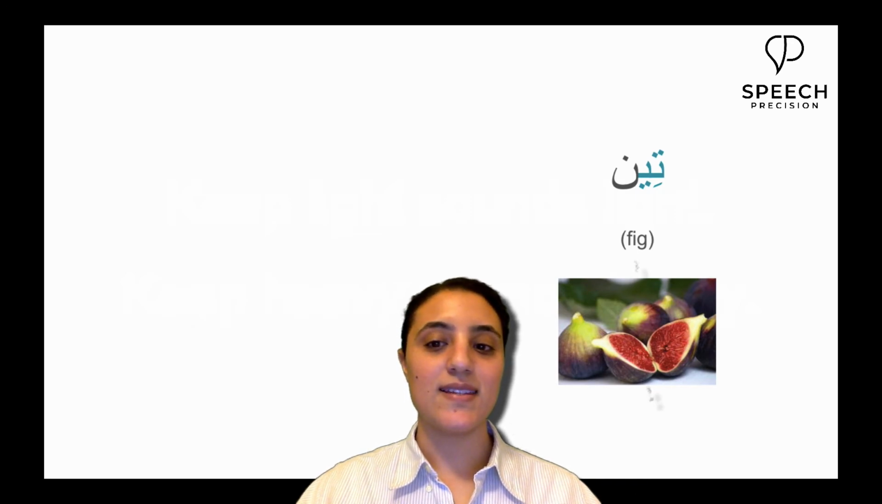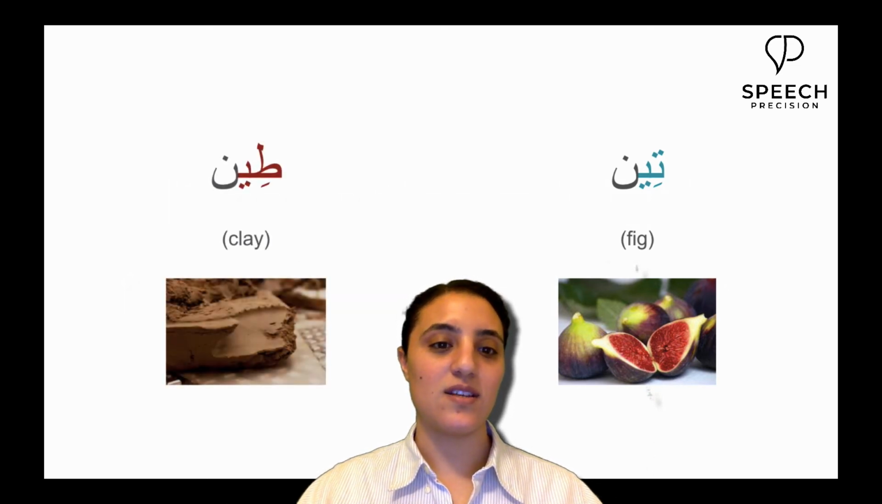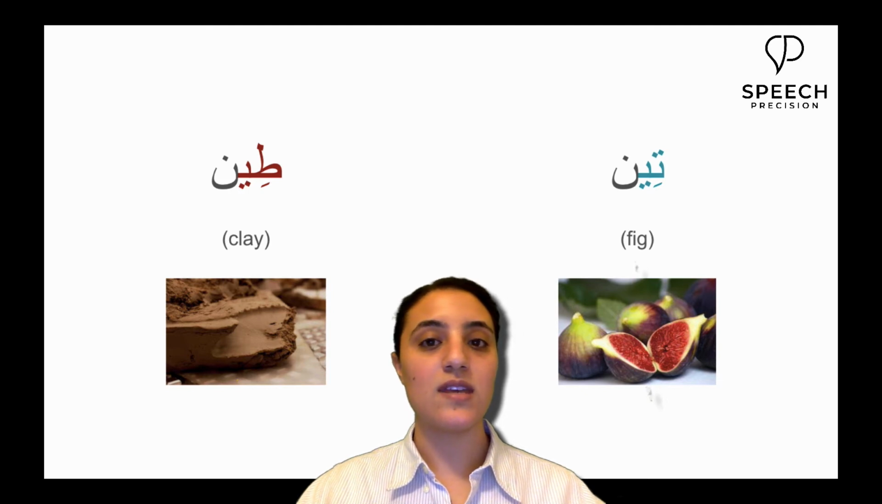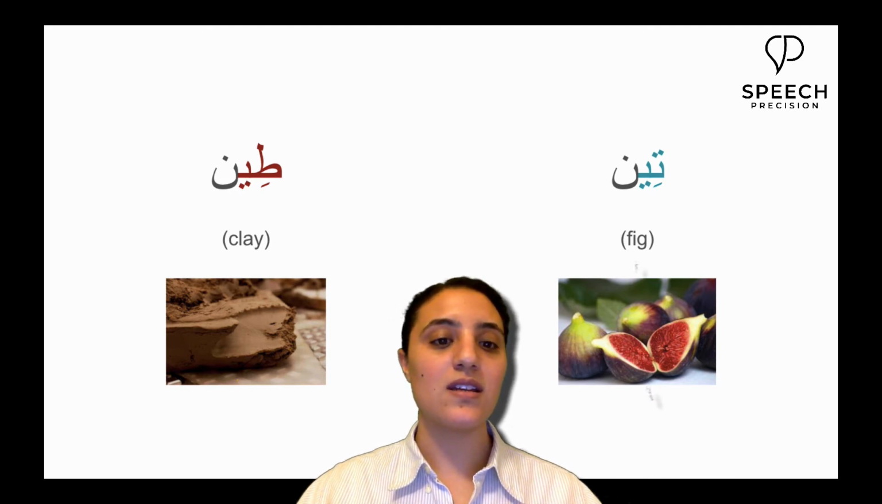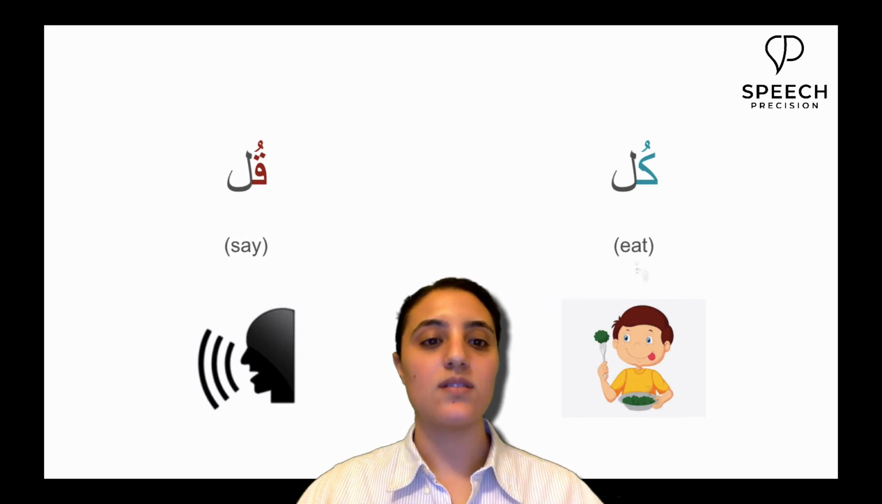Teen. Teen means fig. If we take that ta and make it a little bit heavier, we'll come out with something that sounds a little bit more like teen, which means clay. So teen is fig, teen is clay. Kul is eat, kul. If we take that kaf and we make it a little bit heavier, it'll sound a little bit more like qul, which means say. So kul, qul.